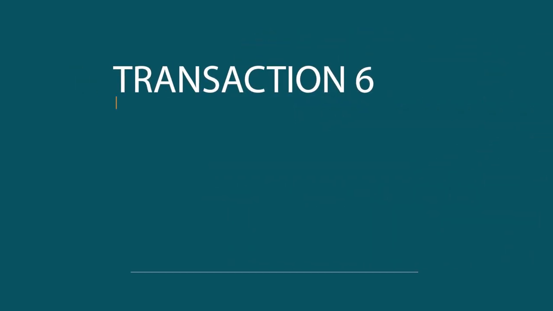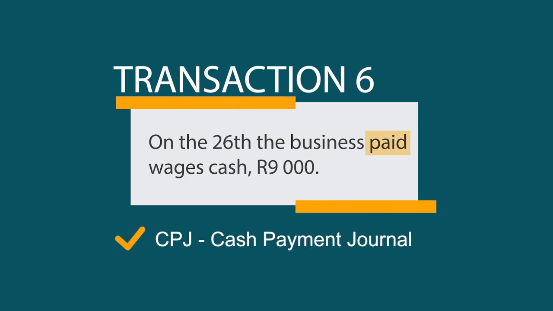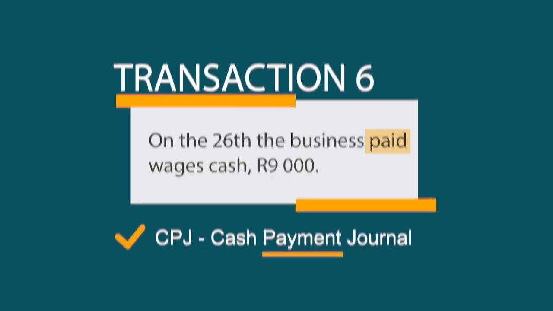We're gaining good momentum. Here we go for the next one. On the 26th, the business paid wages cash for 9,000 Rand. All right, stop. So is this in the CPJ or the CRJ? All right, let's go. The word paid will indicate that this transaction will be recorded in the CPJ. Let's look at the CPJ below.